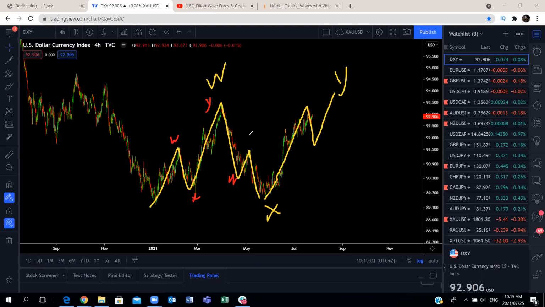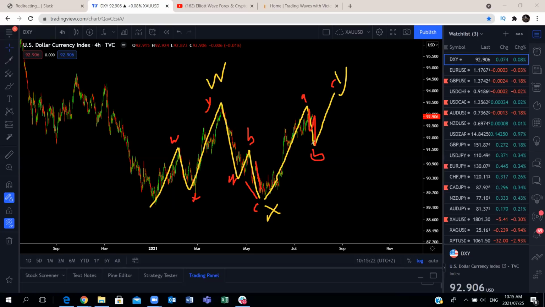This is an ABC corrective structure with an ending diagonal here. I'm not going to go through the detail of the internals of this diagonal, but that is an ABC structure there. You have got here 1, 2, 3, 4, 5. That will be ABC here. We'll be looking for that. Okay, so as far as the DXY is concerned, we are looking for this to give us a three-wave pullback.